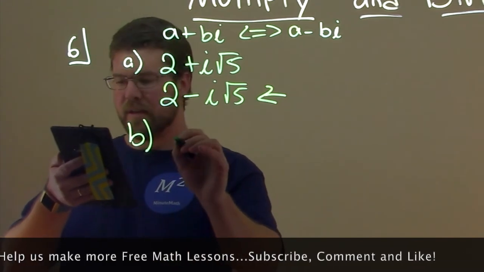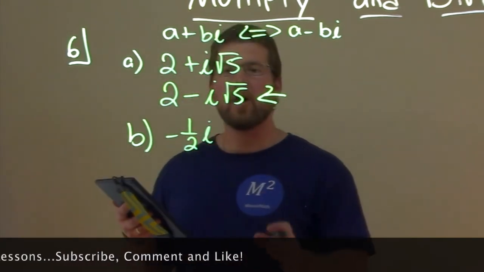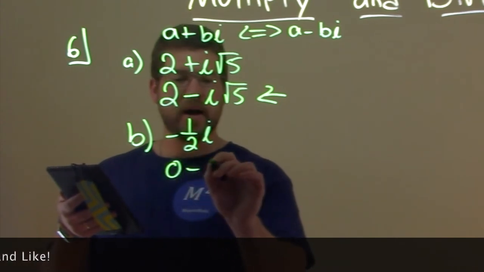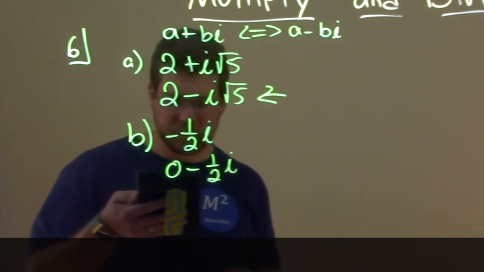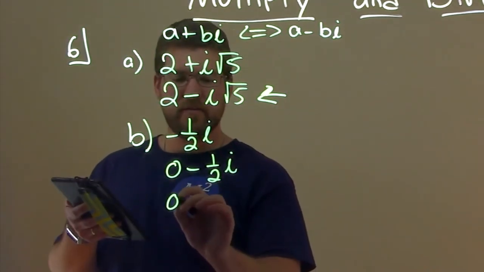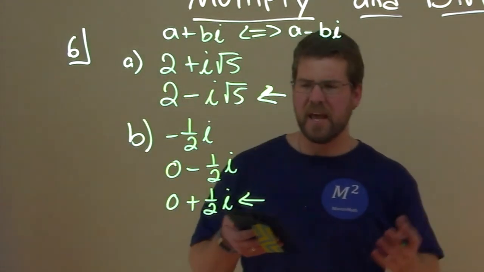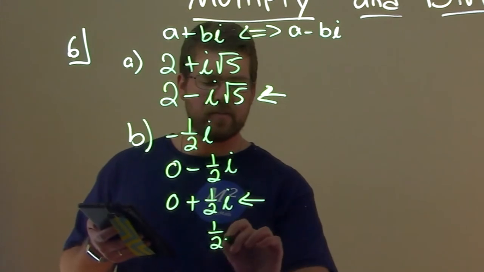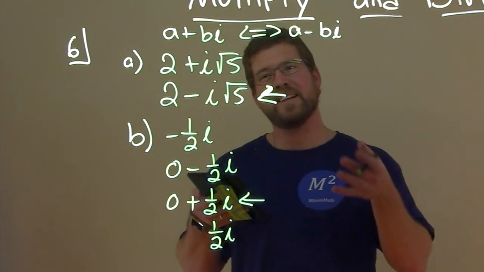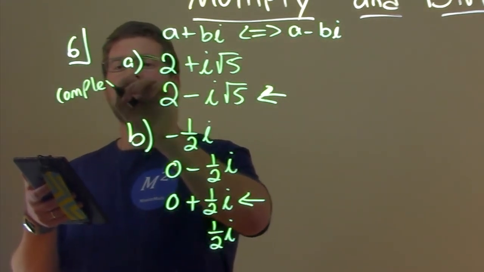B, they tell us here, is negative 1 half i. What is its conjugate? Notice our a value is 0. So the number in this form is really like 0 minus 1 half i. So its conjugate that we're looking for here is 0 plus 1 half i, right there. And we can write that simply as just a positive 1 half i. So that's a little tricky part here with these conjugates. We need to learn what they are and use them. I'll just label this complex conjugate.